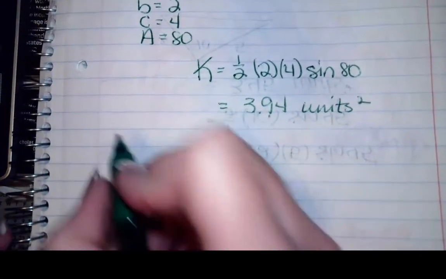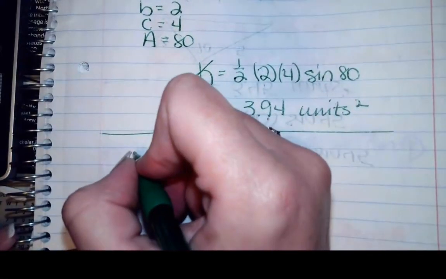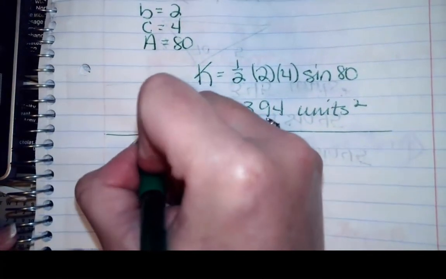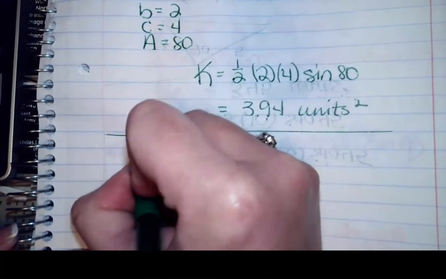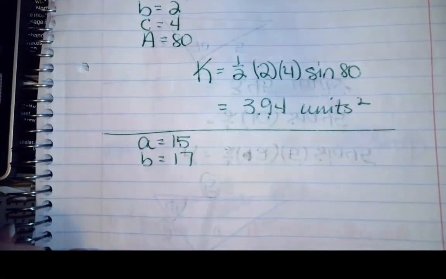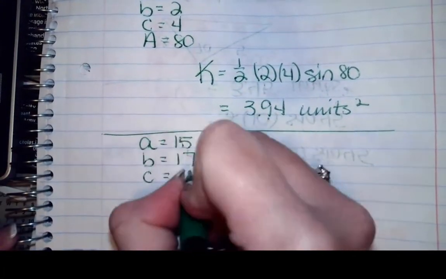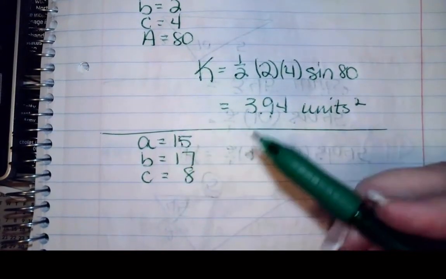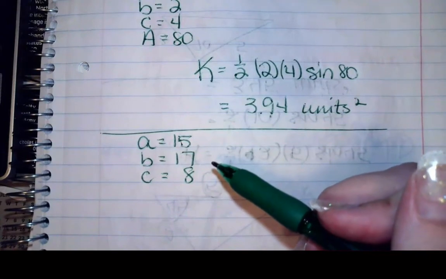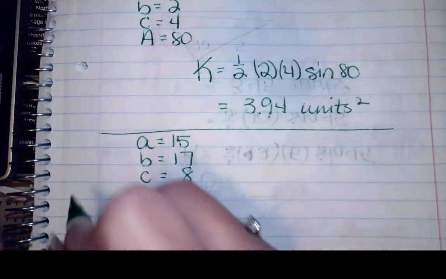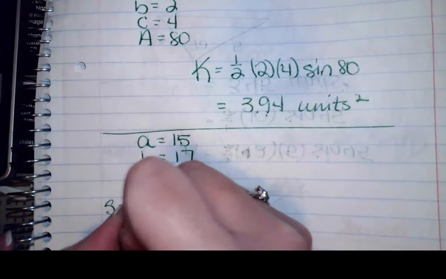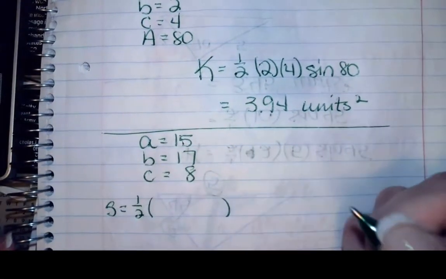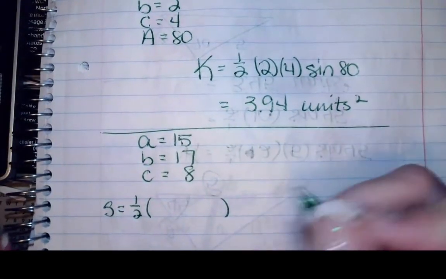Okay, so let's try another side, side, side. So I've got A is 15, B is 17, and C is 8. So none of these are angle measures. These are all sides, and I'm supposed to find the area of this triangle. So I'm going to be using Heron's formula. The first thing I need to know is what S is. S is half the sum of all three sides.